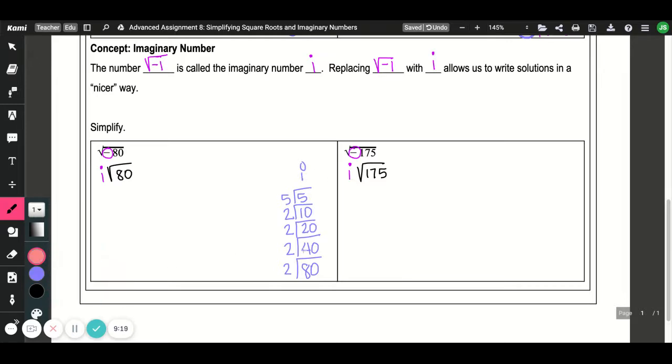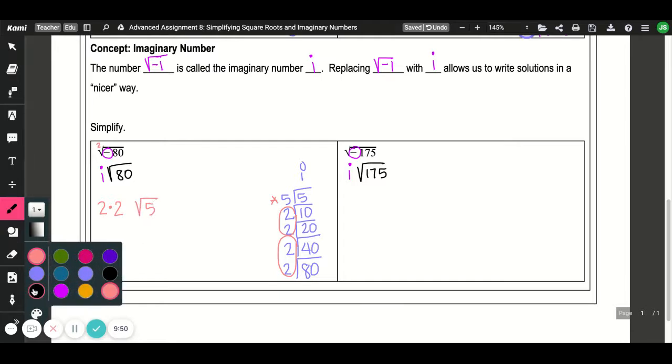Okay, so looking for pairs. Here's a pair of 2s, which means I can bring a single 2 out in front of the radical. Here's another pair of 2s, so I can bring another 2 out in front of the radical. Remember, it takes 2 of them to come out of the radical because it's a square root. And then the 5, there's not a pair, so the 5 is going to have to stay inside the square root.